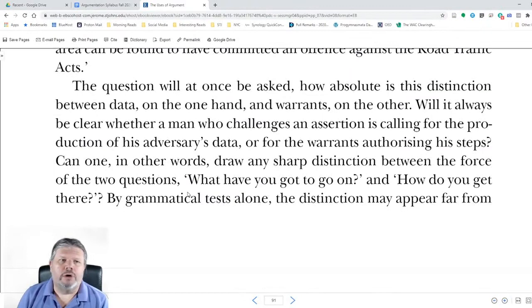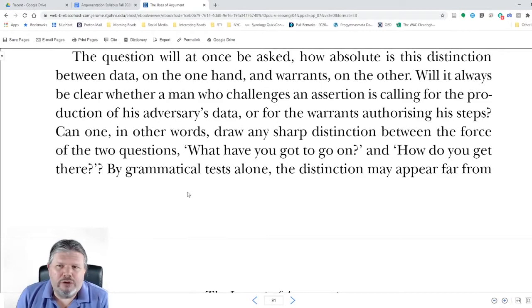So that interpretation there leads us to the next paragraph. The question will at once be asked, how absolute is this distinction between data on the one hand and warrants on the other? Will it always be clear whether a man who challenges an assertion is calling for the production of his adversary's data or for the warrants authorizing his steps? So when someone says, I don't believe you, what are they not in belief of? Is it the data? Is it your facts, research? Is it the warrant? Can one, in other words, draw a sharp distinction between the force of the two questions? What have you got to go on and how do you get there?